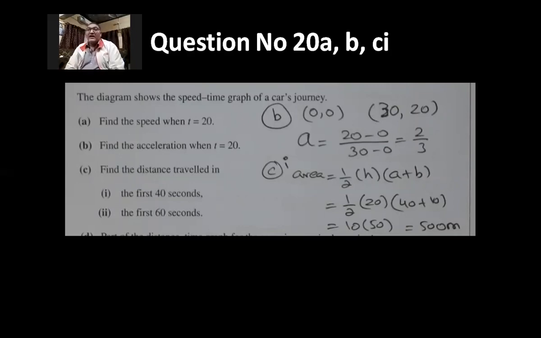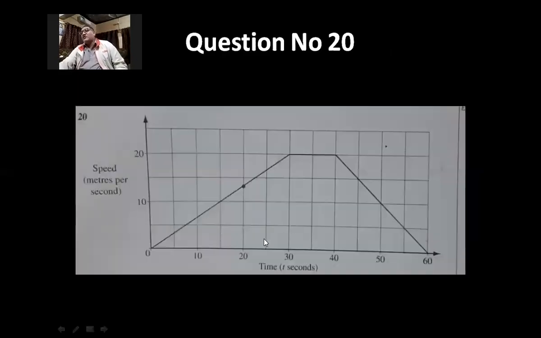B part is, he says, find the distance traveled in the first 40 seconds, and then in the first 60 seconds. Okay, so see the first part. I want to find out in the first 40 seconds. So the area under the graph in the first 40 seconds represents the distance traveled.